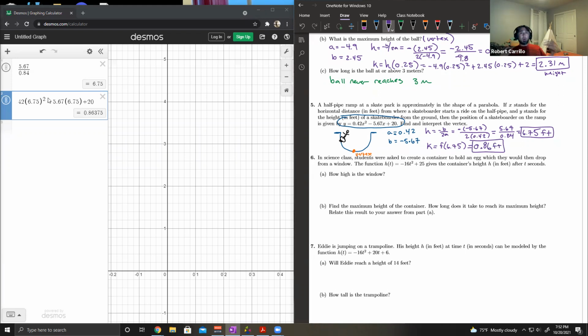All we have found by this vertex is that on this half pipe, if the skateboarder is at the vertex, then he is 6.75 feet from the drop-in, and at the vertex, he is 0.86 feet above the ground. So that's all we're saying with that. At the vertex, when the skateboarder drops in, he's 6.75 feet from the drop-in and only 0.86 feet above the ground. Okay, that works. Everybody good with that one?